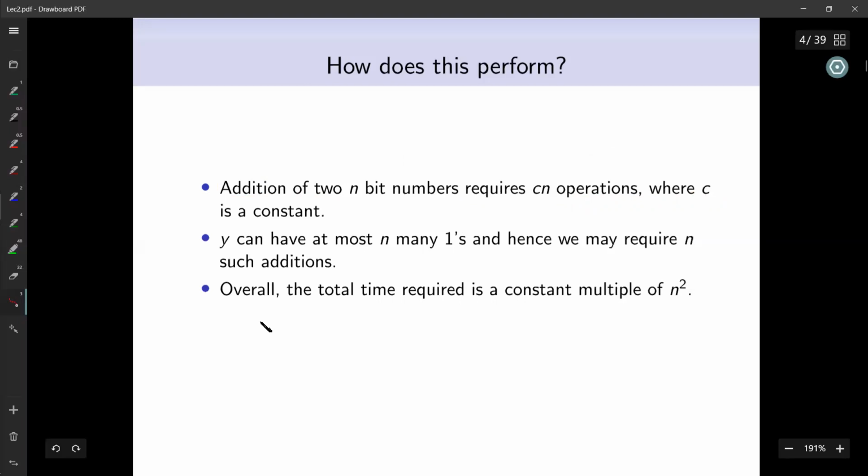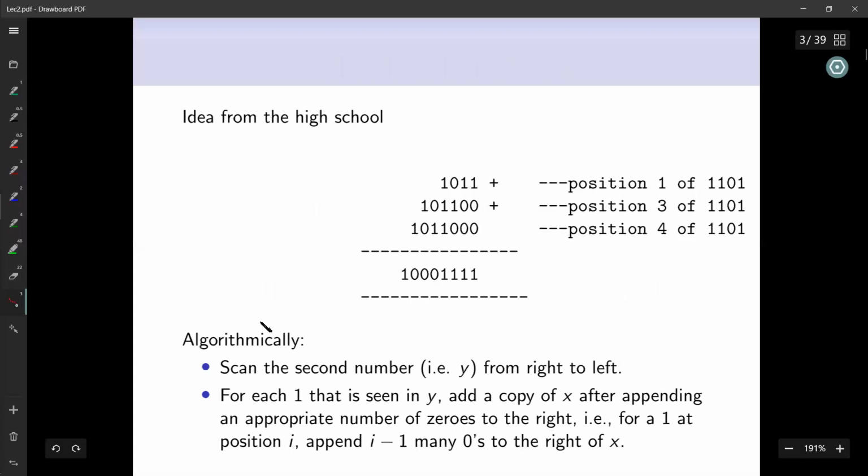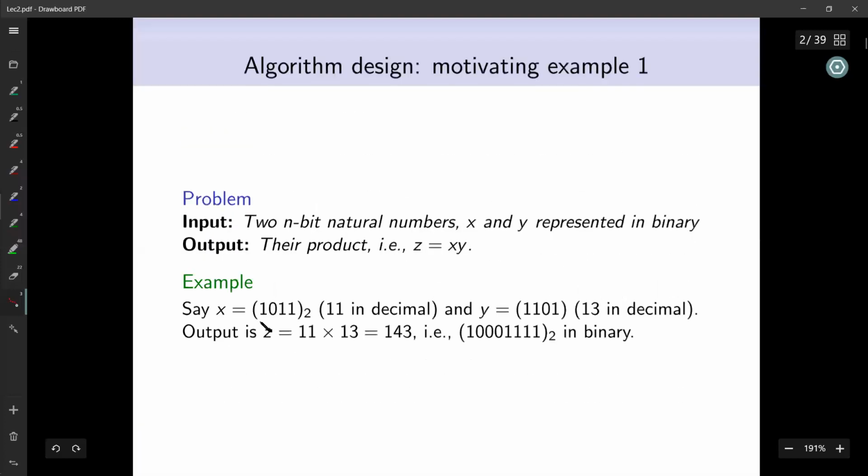Now, since y can have at most n ones, we may require in the worst case n such additions. So the total time will be basically n squared times these constants, depending on the machine. So it will be a constant multiple of n squared. The total number of operations you need to perform in your processor is a constant multiple of n squared, and this constant has to be independent of n. So what was n? n was the input length, that is, the length of these numbers.